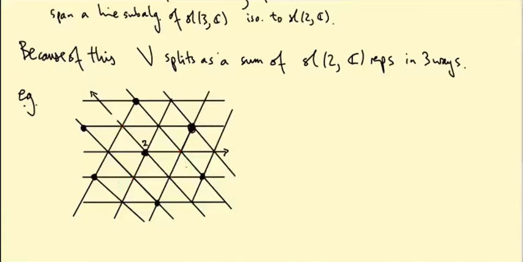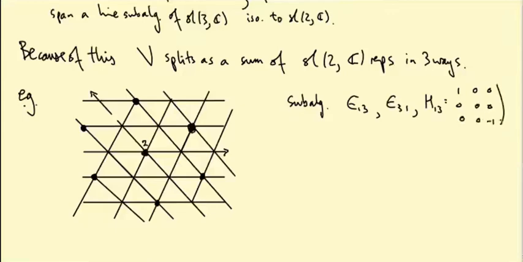So let's take the subalgebra E13, E31, and H13, which is 1, 0, 0, 0, 0, 0, 0, 0, 0, minus 1. Okay, so these span a Lie subalgebra isomorphic to SL2C, and we know that E13 acts by moving things in this direction, and E31 moves things in the opposite direction. So those are our X and Y.